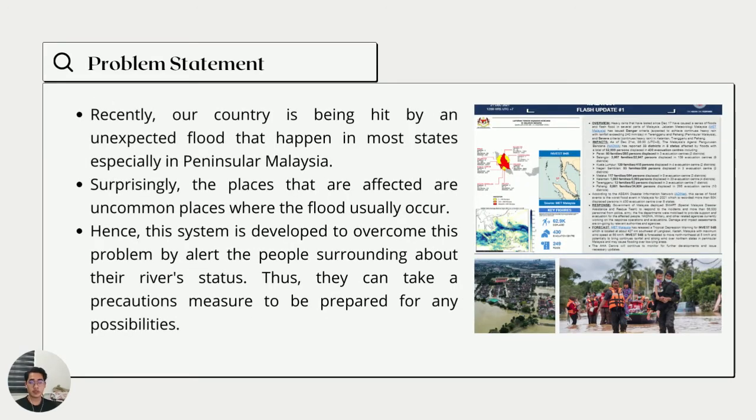Recently, our country has been hit by an unexpected flood that happened in most states, especially in Peninsular Malaysia. Surprisingly, the places that are affected are uncommon places where the flood usually does not occur. Hence, the system is developed to overcome this problem by alerting the people surrounding about the river status. Thus, they can take precautionary measures to be prepared for any possibilities.